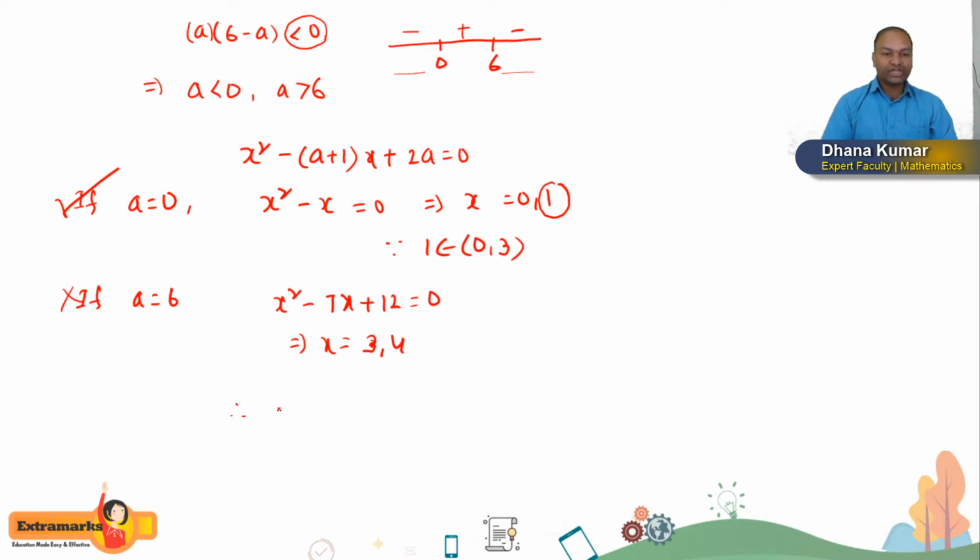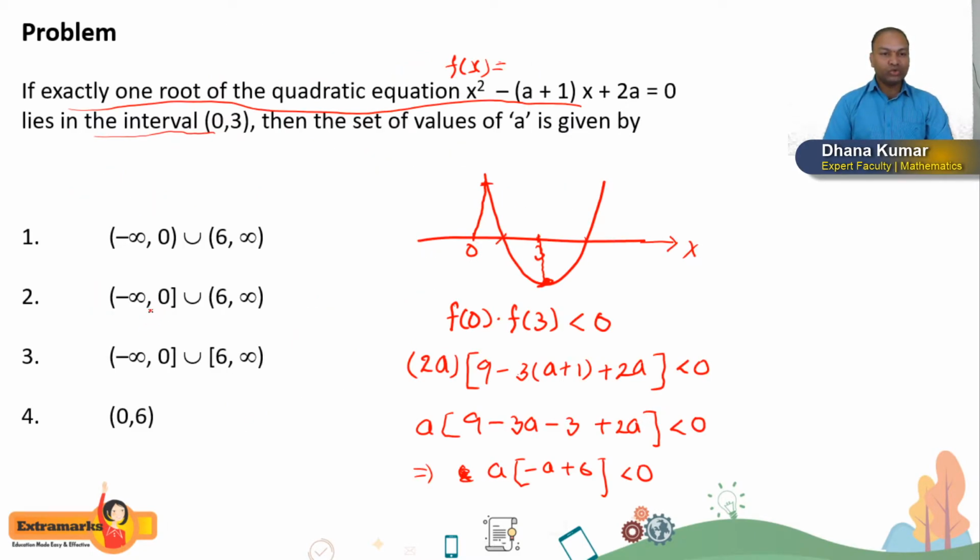Okay. Therefore, conclusion, a belongs to what? a less than 0, so minus infinity to 0. Anyhow, at minus infinity always open. At 0 open or close? Here 0 satisfied, so right here close. Union 6 fails, so open 6 to infinity. That is the answer for this question. You check it. Minus infinity to closed 0, union open 6 to infinity. So this option is correct.